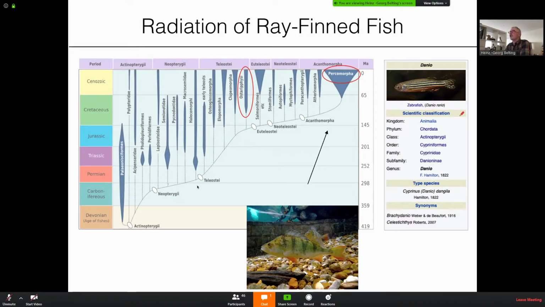And fish are very heterogeneous. You see that in different shapes and sizes and how they adapted to different environments. And so here, this is where the zebrafish are. So this is a relatively basic fish here among the teleosts.